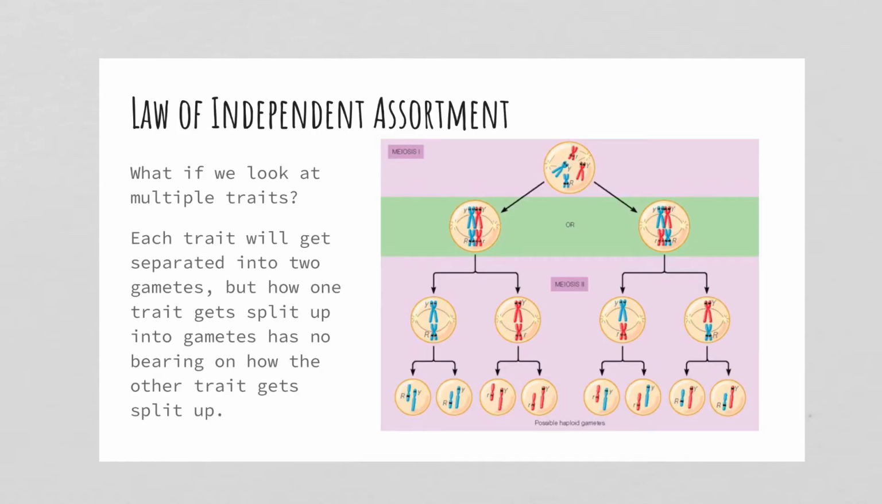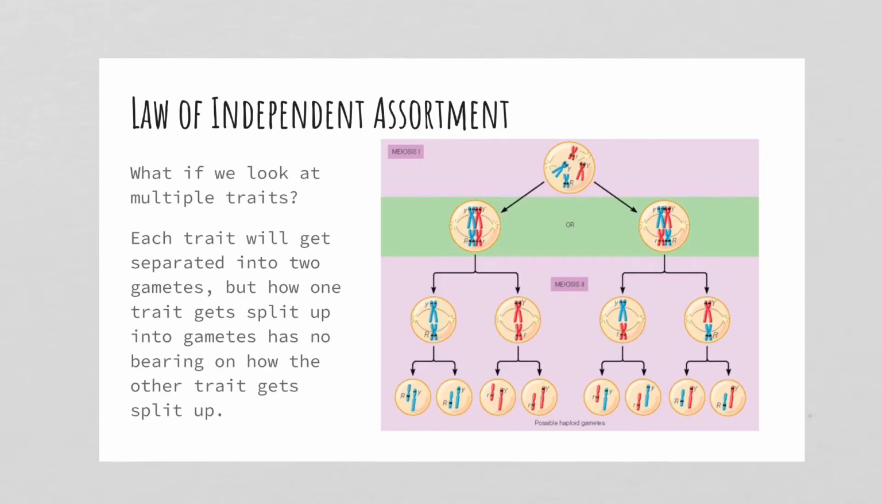The other law that he came up with was the law of independent assortment. Basically, this is saying that if you are looking at multiple traits, so things on different chromosomes, again, he didn't know about chromosomes, but we know about them today, each trait will get separated into 2 gametes, but how they split up really has no bearing on the other one. So let's look at meiosis, all right? So here we have meiosis. We have 4 chromosomes here, 2 pairs of homologous chromosomes.